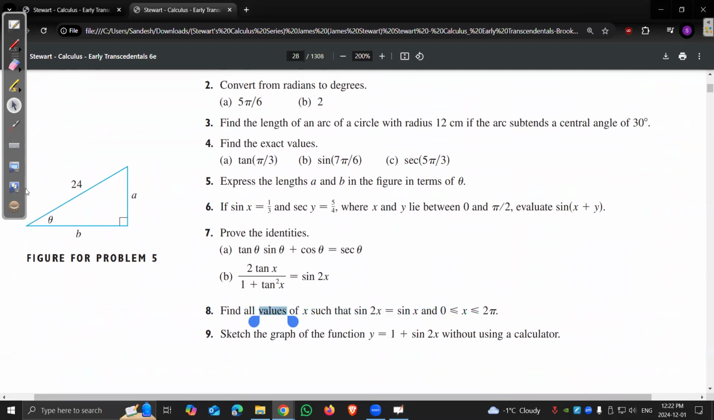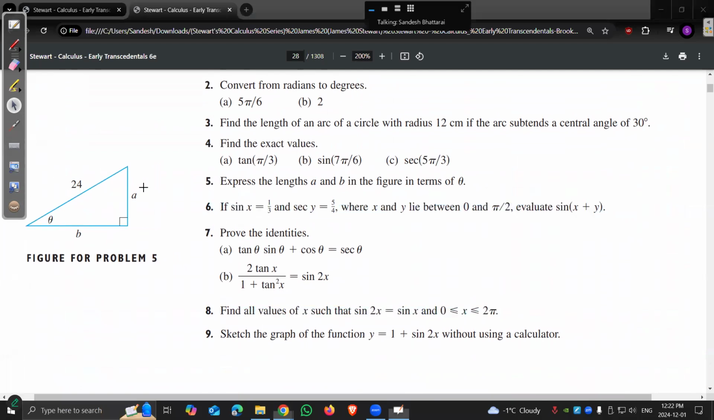Let's see what's easy here. Kind of want to do this, kind of don't want to do this. Let's do it.